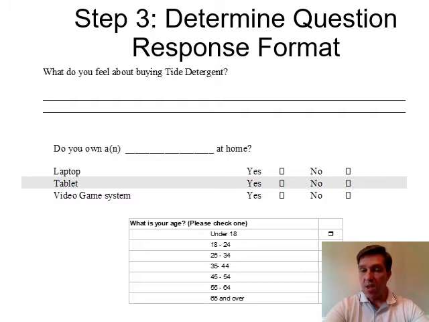Okay. And then you have multiple choice questions. For example, what is your age? Here, instead of allowing you to write your age, what I've done is I'm giving you different choices. So I'm under 18, I'm between 18 and 24, etc., etc. So here you don't report specifically what your age is. What you do is you give me a bracket.